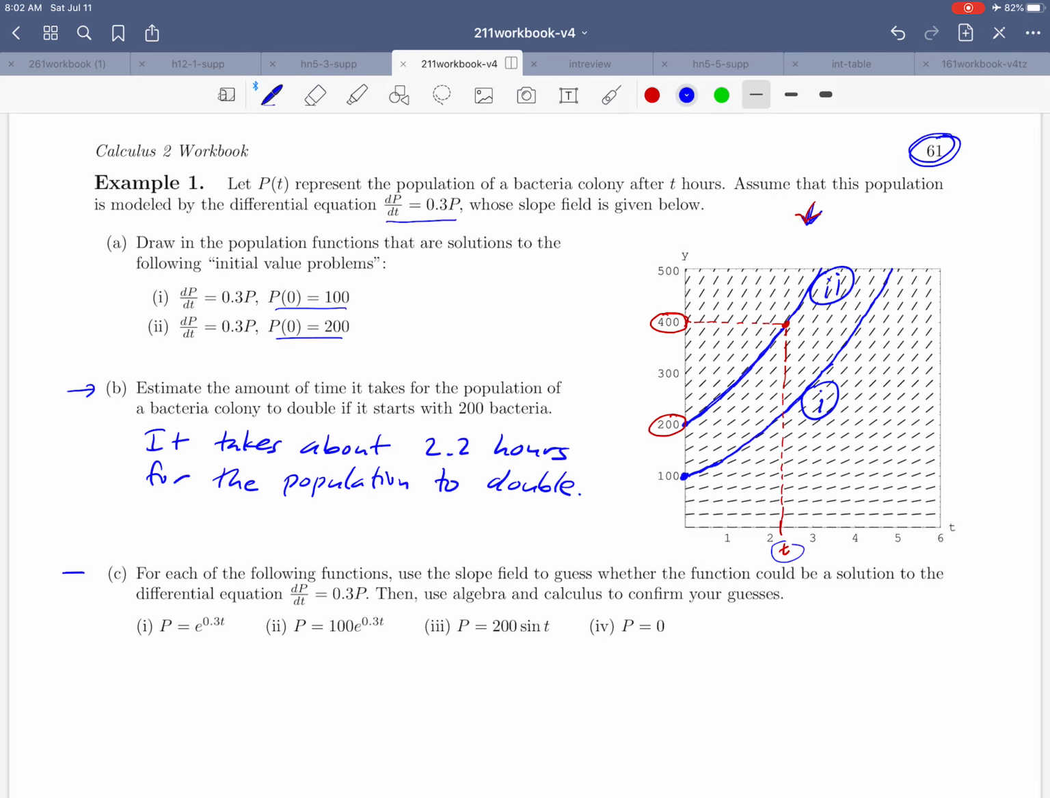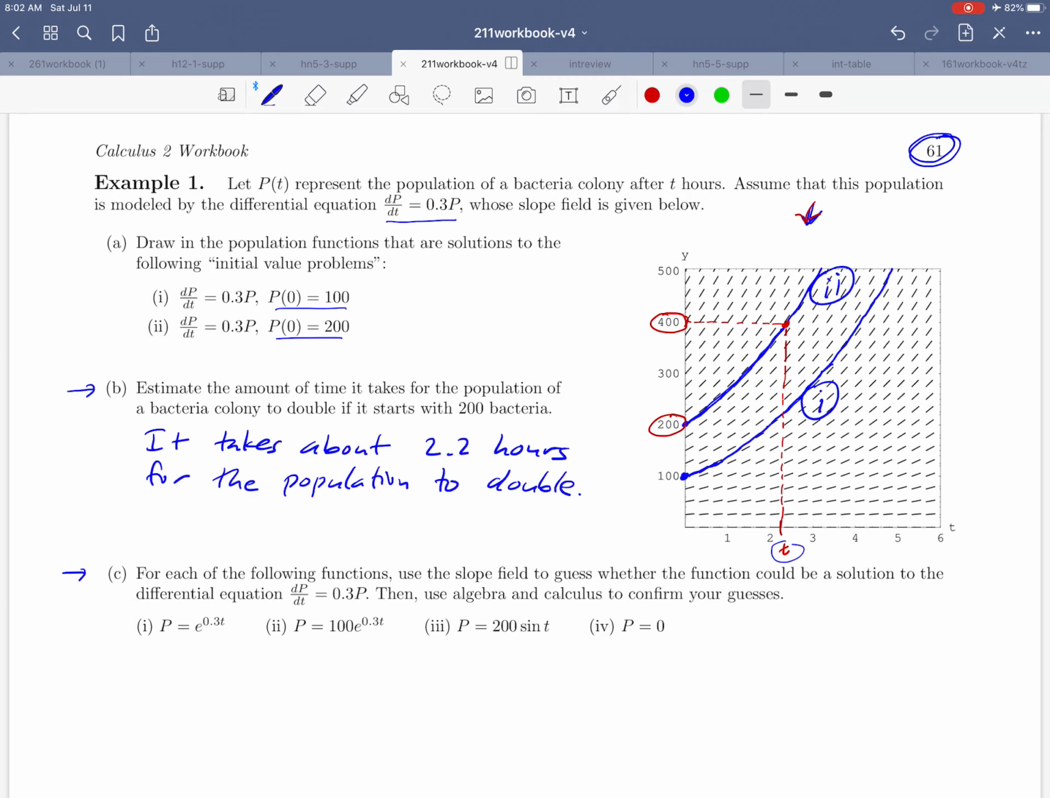That's what part C is about here. It gives us the first step in the direction of being able to find a formula for a curve as a solution to a differential equation. Let's read this together. For each of the following functions, use the slope field to guess, first of all, whether the function could be a solution, and then use algebra and calculus to confirm our guesses.